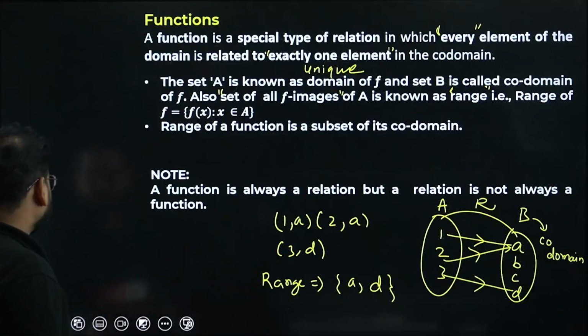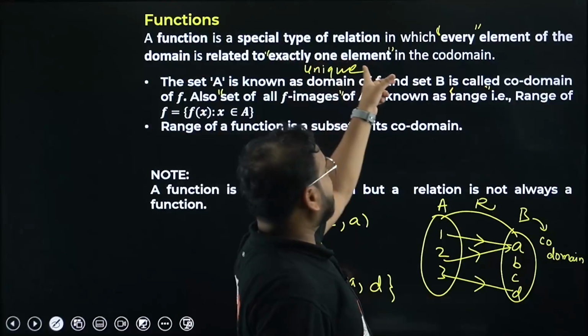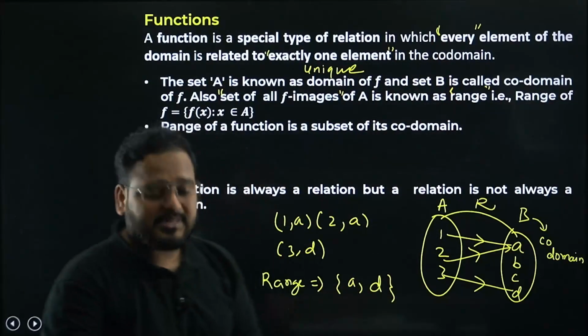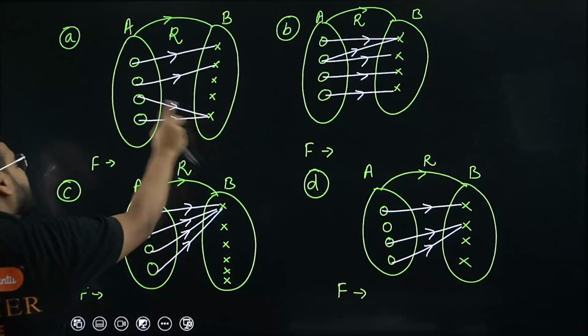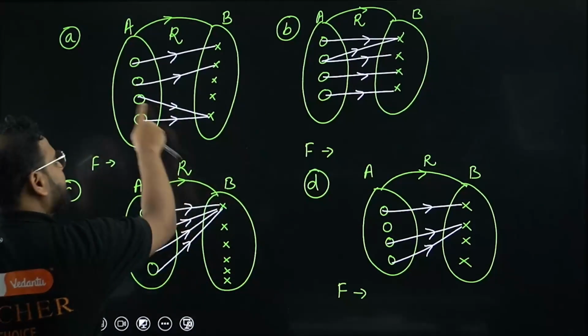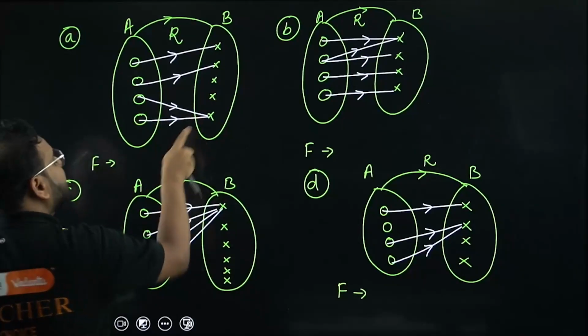Please check here. Exactly one mapping in the codomain. Every element should have exactly one mapping. Does this third element have one mapping or not? Does it have two mappings? No, it has only one mapping, which is this element. What about this one? Yes, only one mapping.